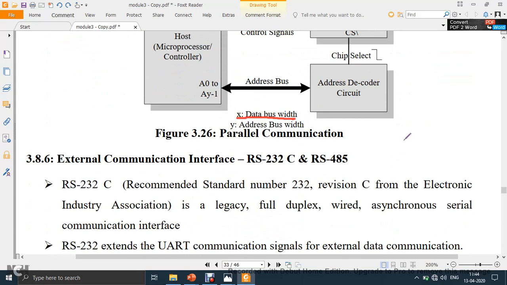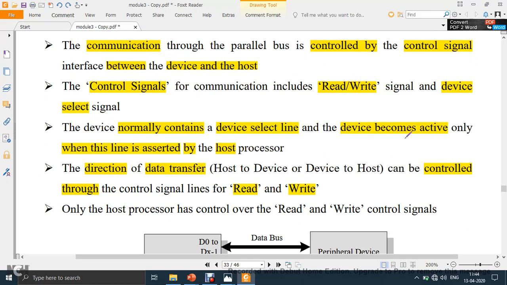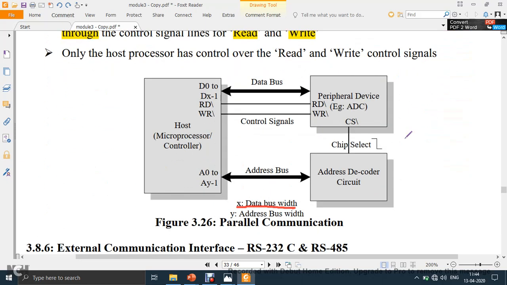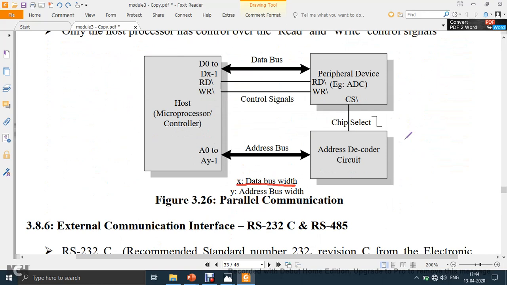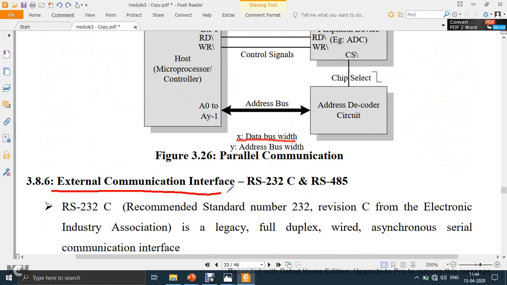So this is about the onboard communication interfaces. In the next lecture, we shall discuss external communication interfaces. Okay, thank you.